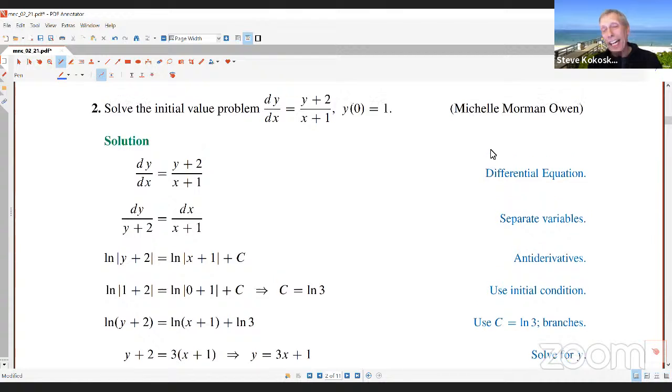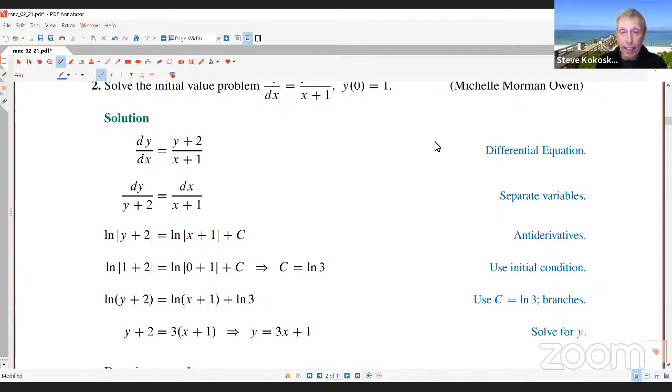So, all right, the only kind of differential equation that the AP program will ask our students to solve is one that is separable, and indeed this one is. So I'm going to start by separating the variables. So I'm in this step right here. I've got all my y's on one side and all my x's on the other.